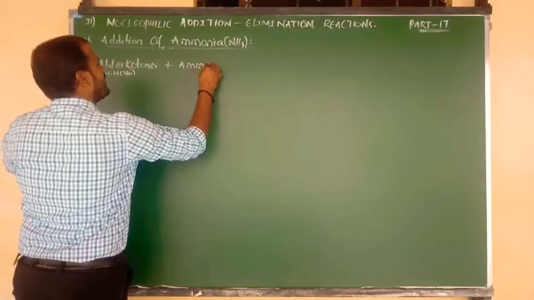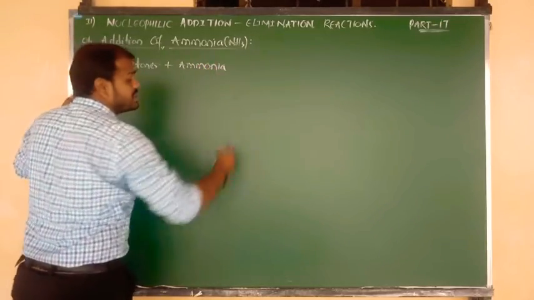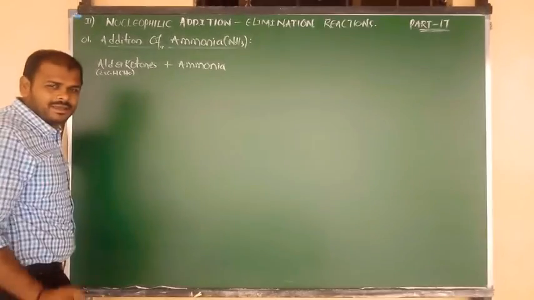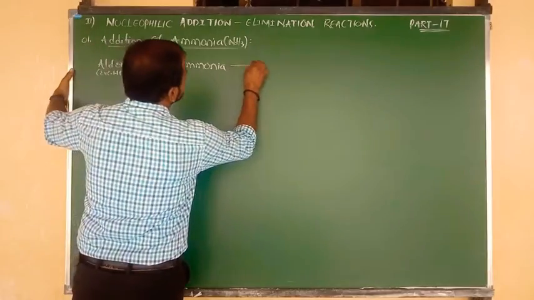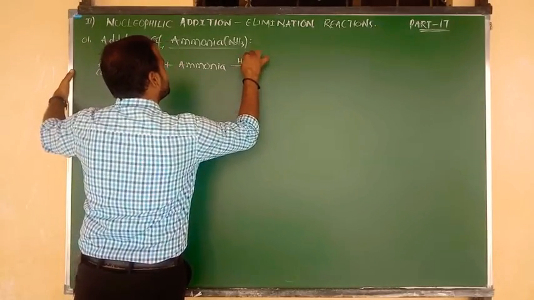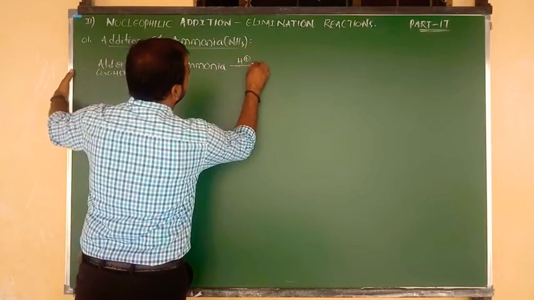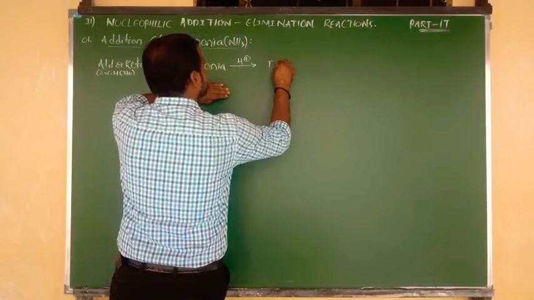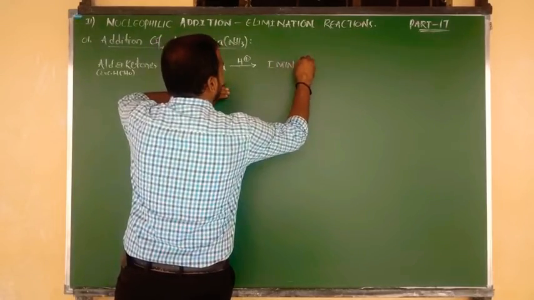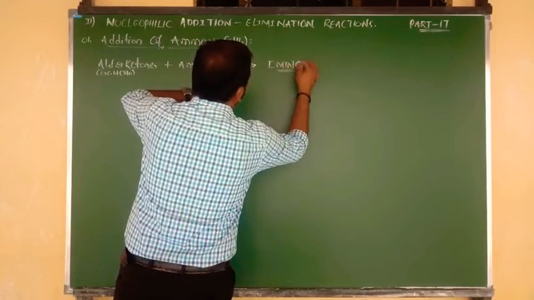So all the aldehydes and ketones on addition with ammonia, and also we can say that the addition of ammonia takes place in presence of an acid catalyst. So in which medium does the reaction take place, beta? Acidic medium, and finally we are going to get the product. The product name is very special. The product name is called imine, very important.